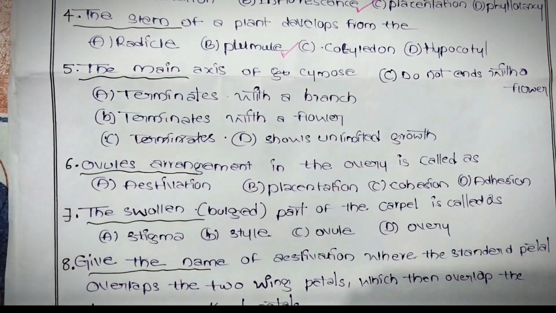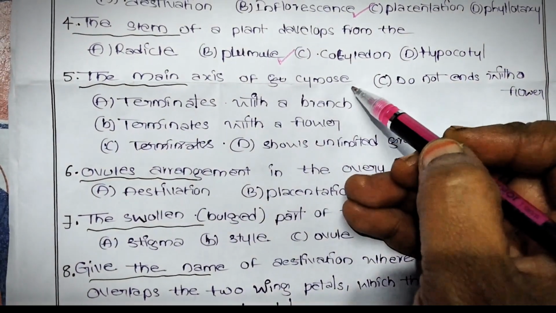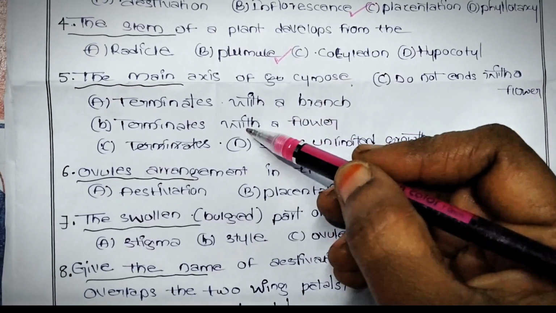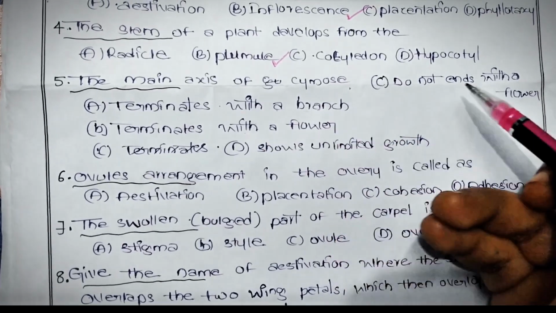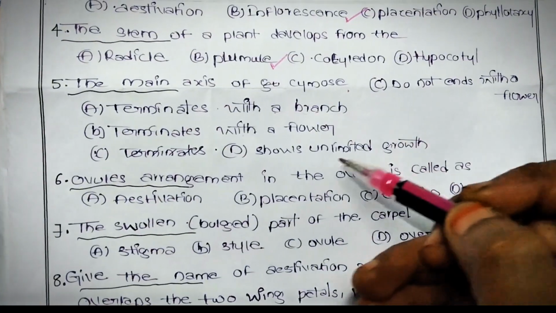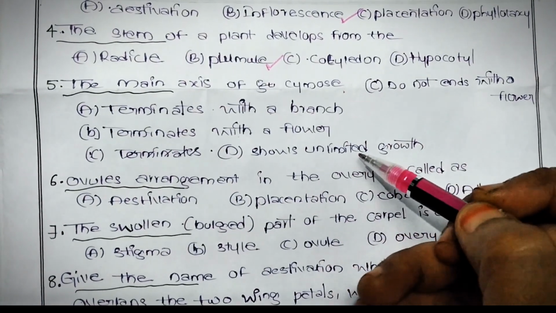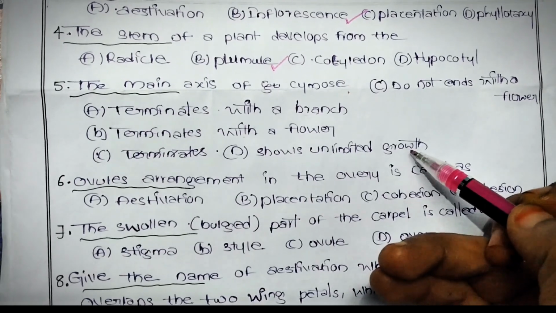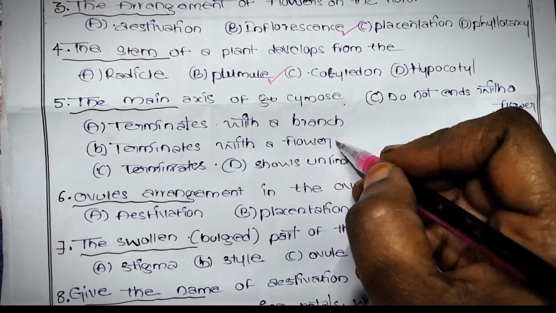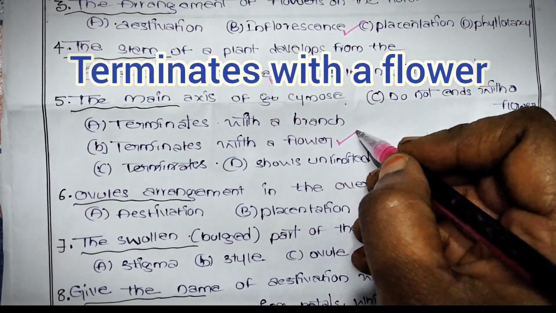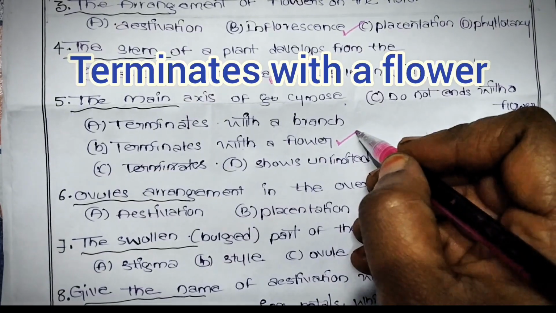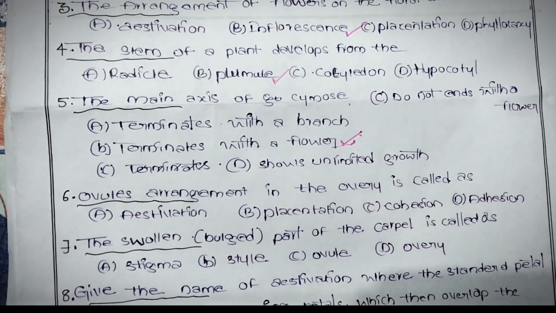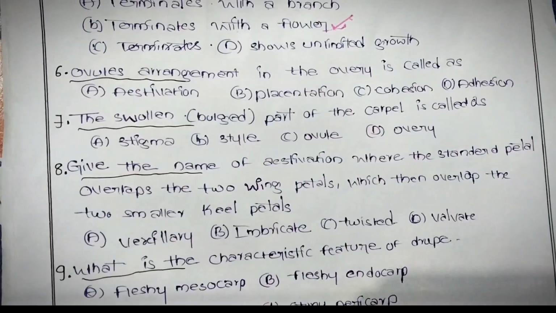The main axis of cymose, options are terminates with a branch, terminates with a flower, does not end with a flower, shows uniform growth. For this, the correct answer is it terminates with a flower. In case of cymose inflorescence, the main axis terminates with a flower. That is the correct answer. Let's see the next question.